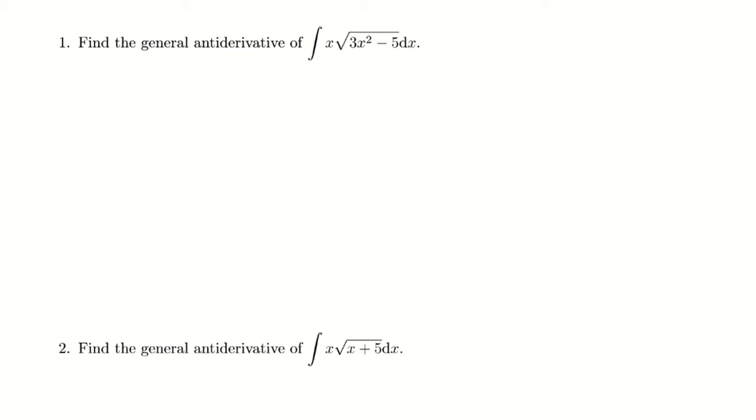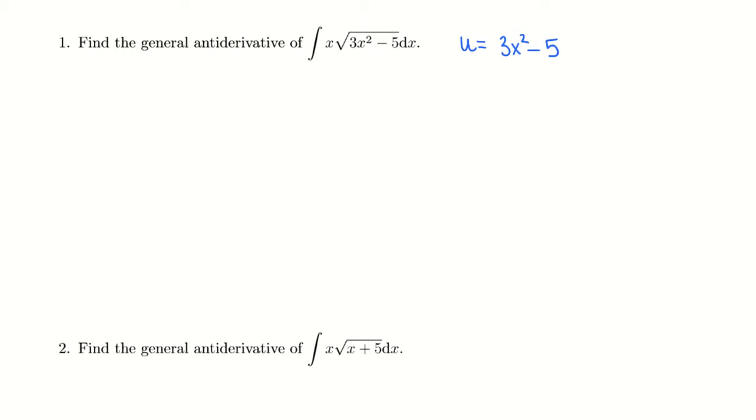Find the general antiderivative of the integral of x times the square root of 3x squared minus 5 dx. And here we're going to use substitution. In this substitution, let u equal what's underneath the square root. So u equals 3x squared minus 5.